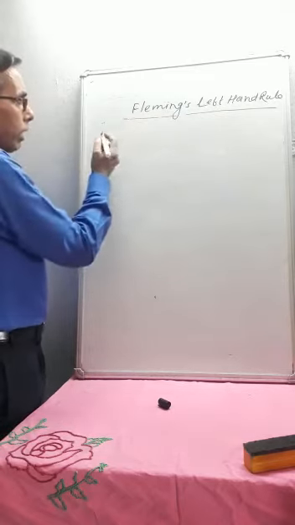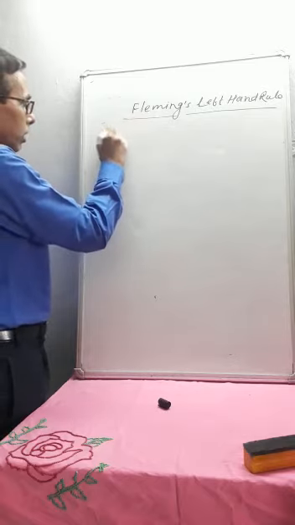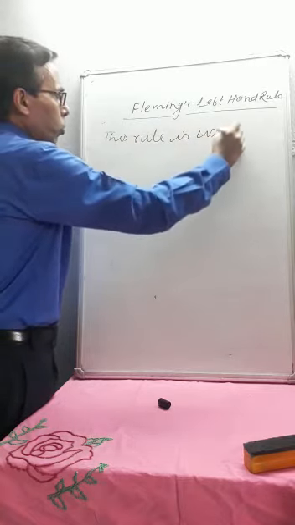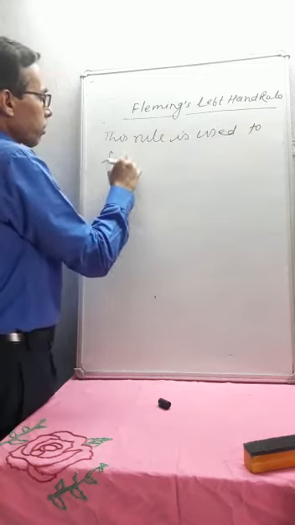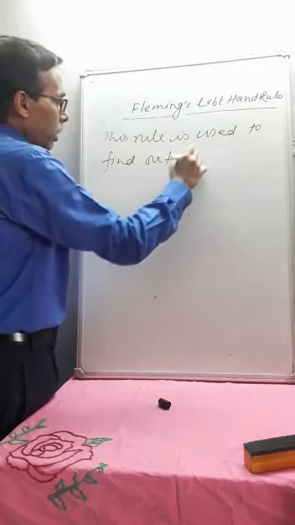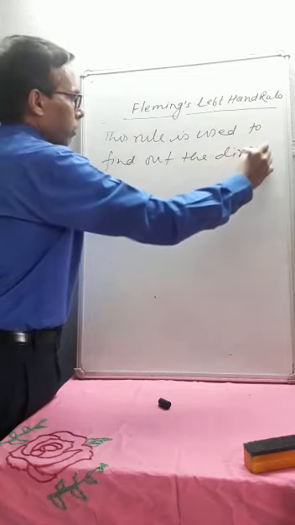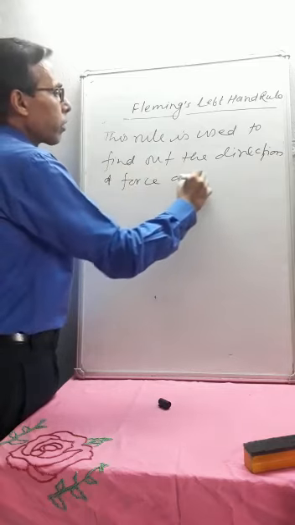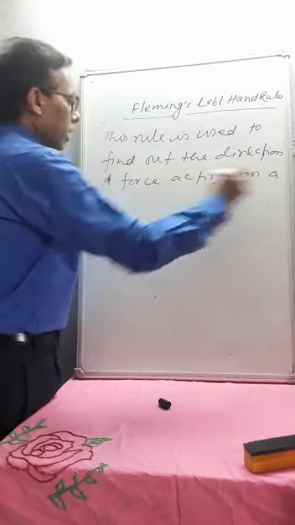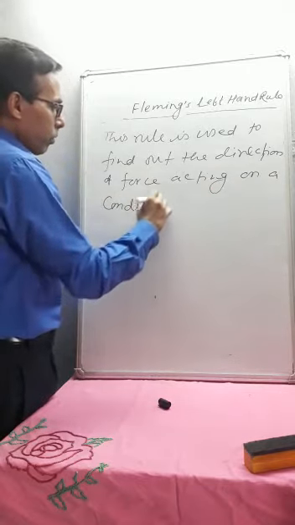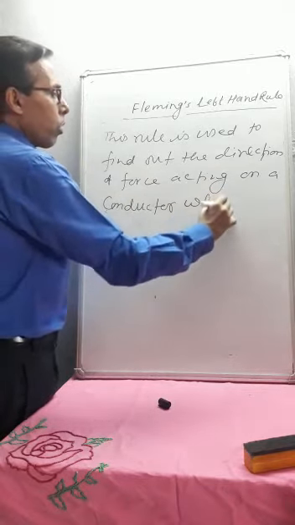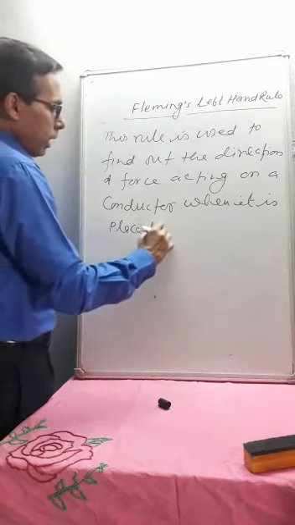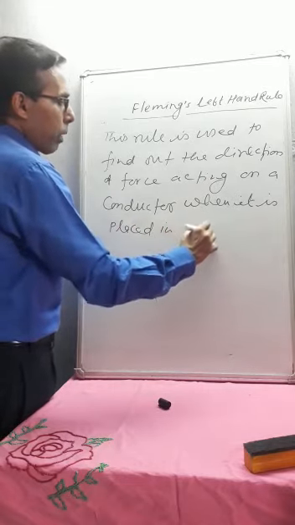What is the use of Fleming's left hand rule? This rule is used to find out the direction of force acting on a conductor when it is placed in a magnetic field.